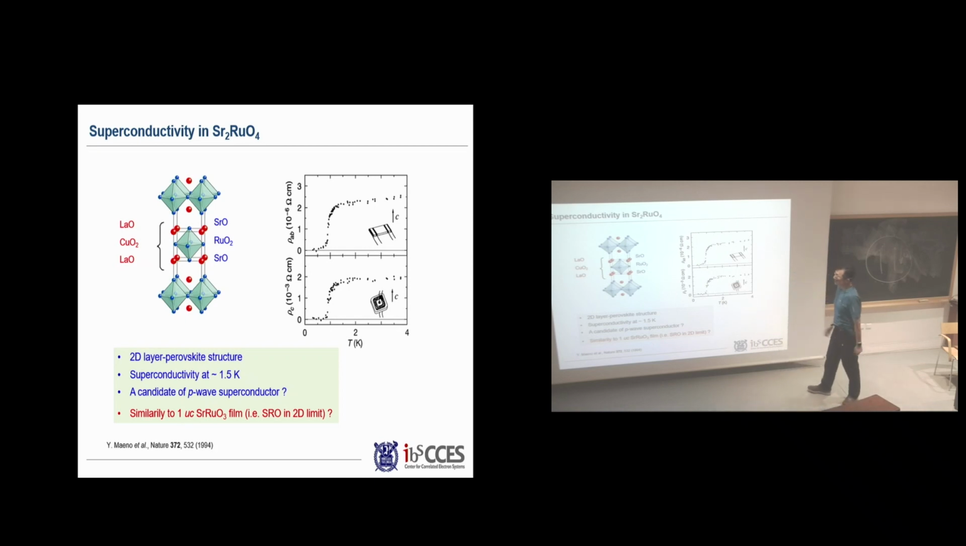But anyway, the important question is whether our 1 unit cell strontium ruthenate film, or SrRuO3 film in the 2D limit, can have a very similar property as this one. Can we discover superconductivity? And so on. That kind of question we can raise. So far, unfortunately, we couldn't find superconductivity yet, but maybe, who knows?